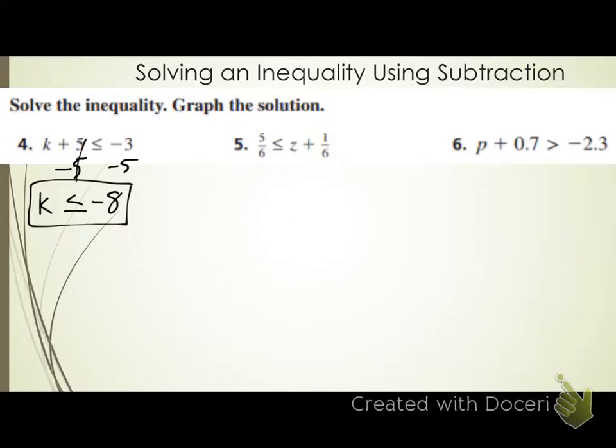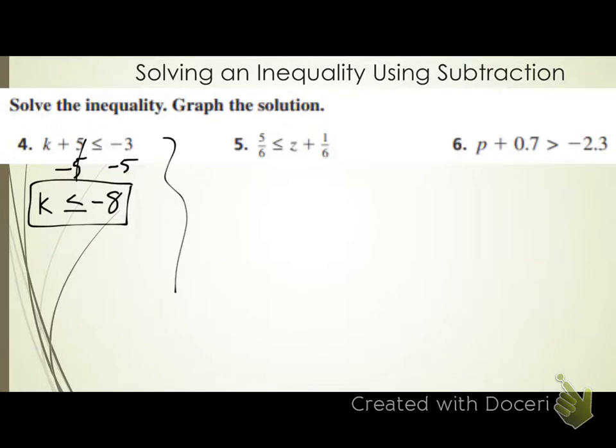Raise your hand if you can tell me which way this graph would be shaded. Very good. It'll be to the left because it says K is less than or equal to -8. So I want all values that are less than -8, so it'd be to the left of -8. Does that make sense? Okay. To the left will always be less than that number on a number line. To the right will always be greater than that number on a number line. Okay?